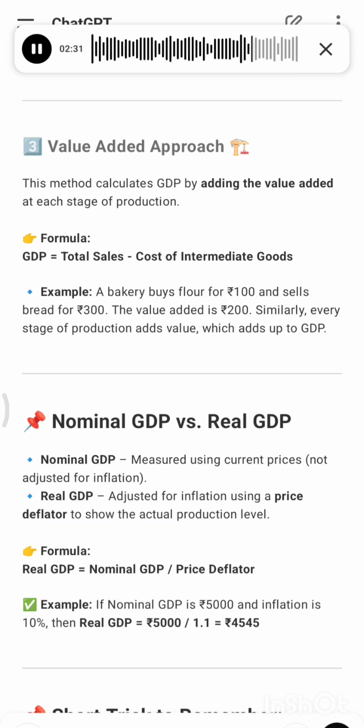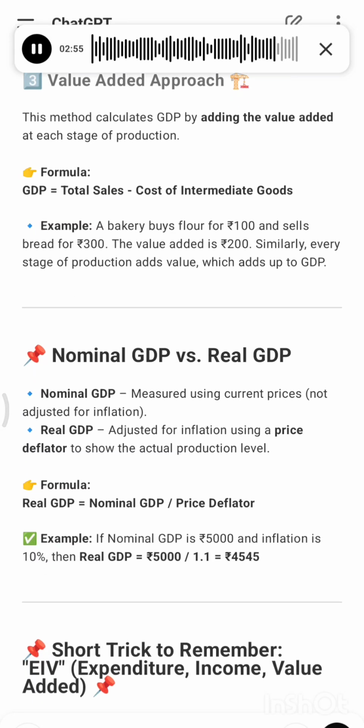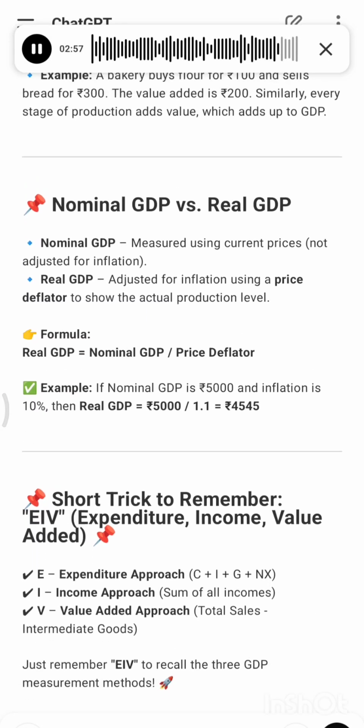Nominal GDP versus real GDP. Nominal GDP is measured using current prices, not adjusted for inflation. Real GDP is adjusted for inflation using a price deflator to show the actual production level. Formula: real GDP equals nominal GDP divided by price deflator. Example: if nominal GDP is 5,000 and inflation is 10%, then real GDP equals 5,000 divided by 1.1, which is about 4,545.